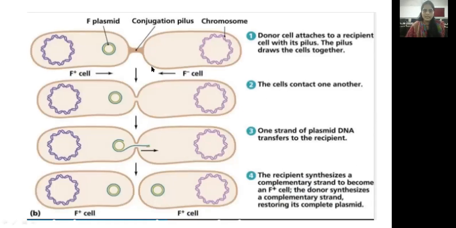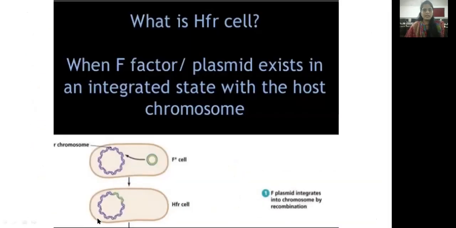The first step is pilus formation. The pilus is formed by the male cell and attachment occurs. So this is the male cell, this is the female cell. Pilus is formed. Next, both the cells come in close contact with each other. Then a single-stranded cut occurs in the F plasmid by an enzyme, and one strand of F plasmid is horizontally transferred to the other cell, and at the end both the cells are male cells.